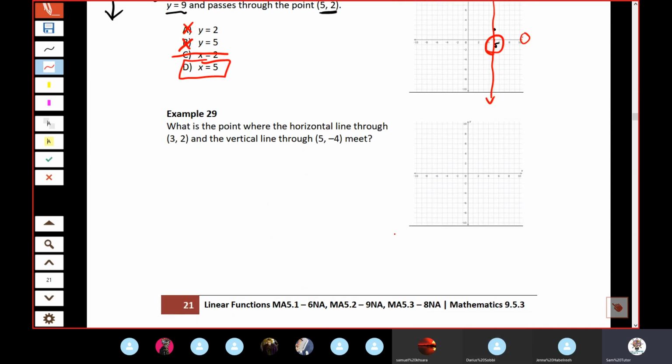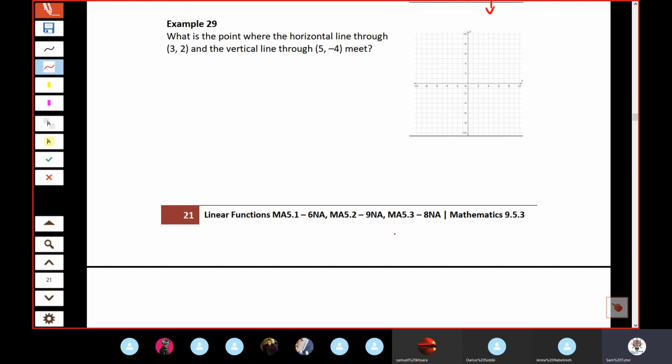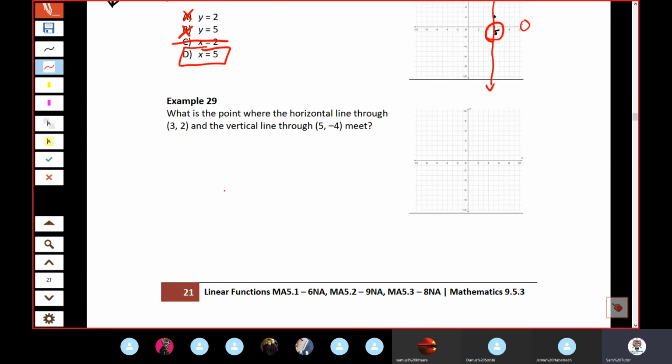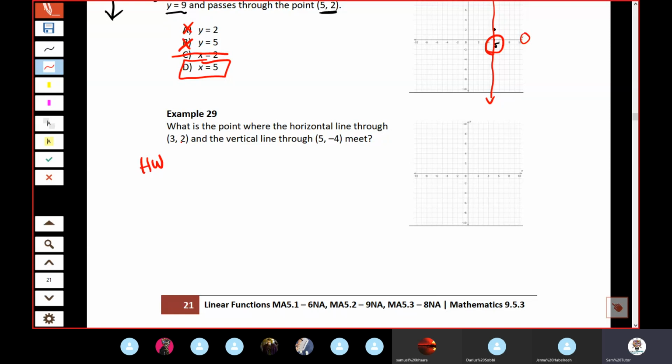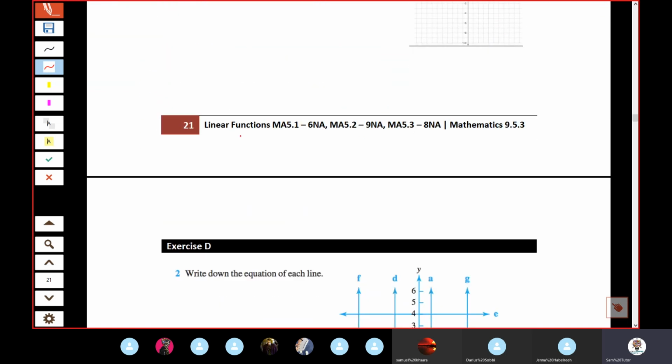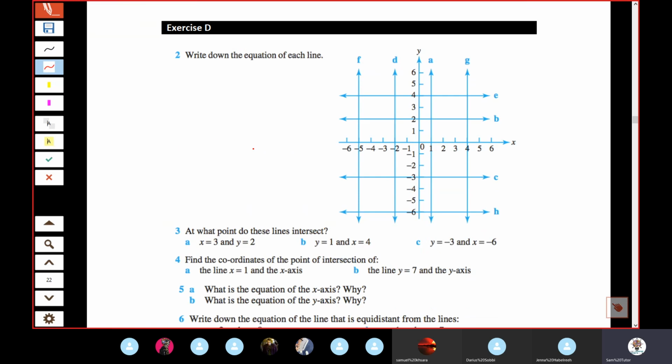All right, let's go. Example 29. What is the point where the horizontal line and the vertical line meet? I might leave that one for homework. That one's easy. You're just going to draw a horizontal line that goes through here and a vertical line that goes through here, and wherever they meet, I want that point. Very easy. That one's also homework. All right, that's done.